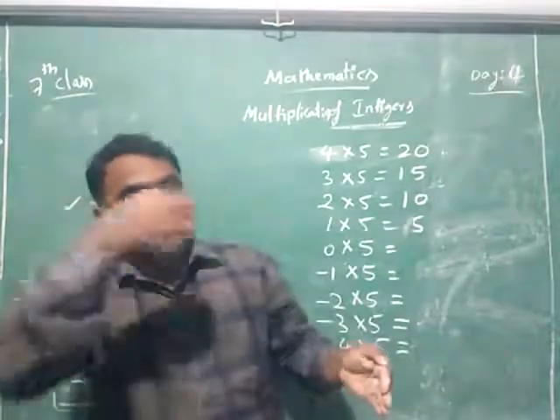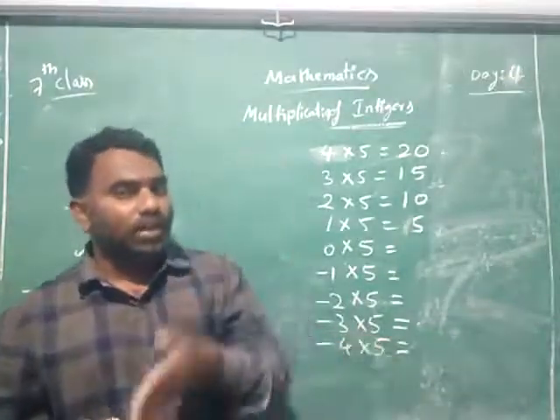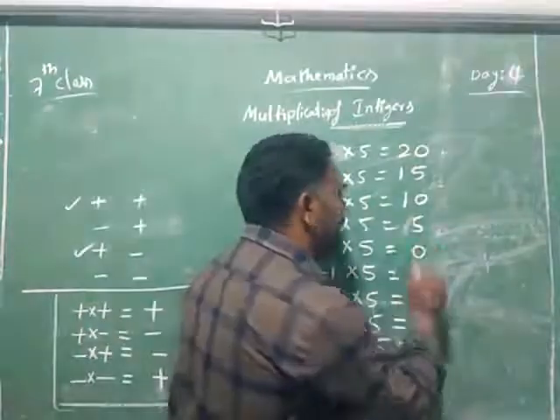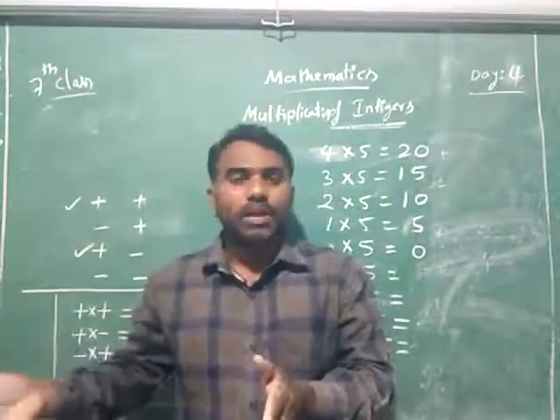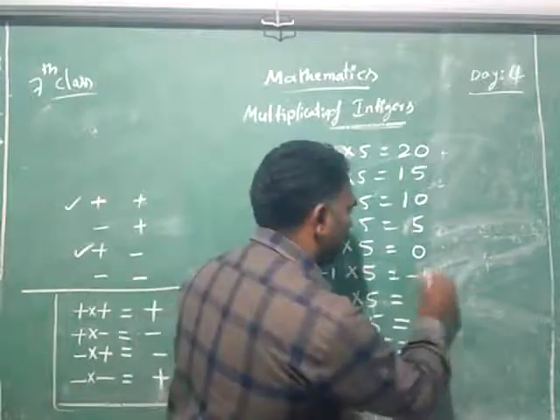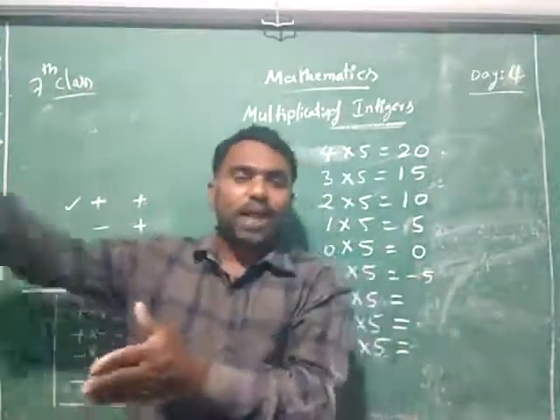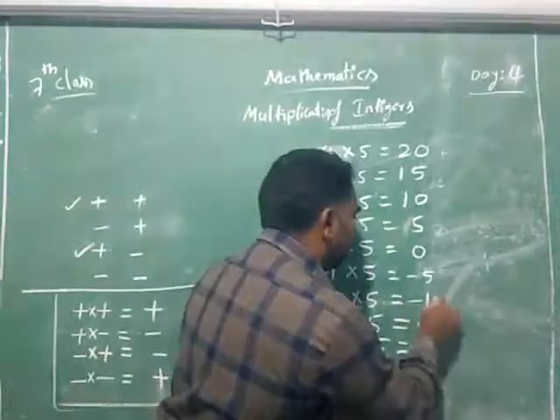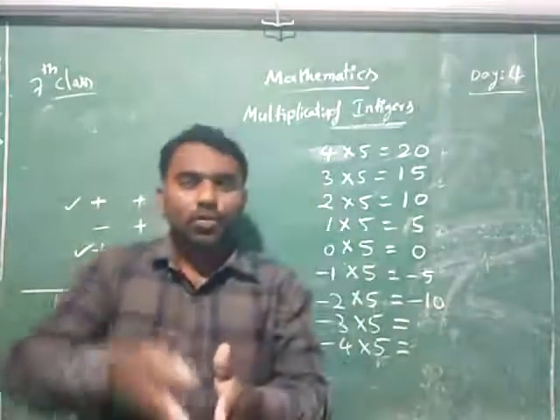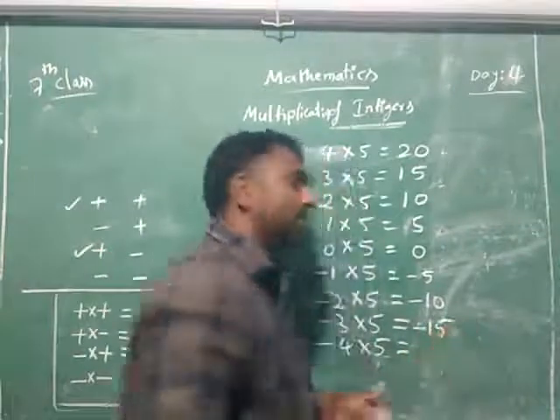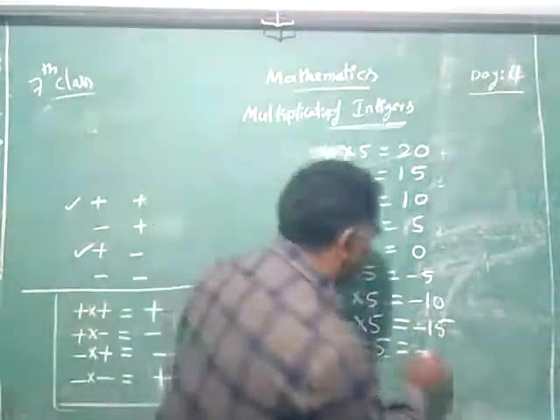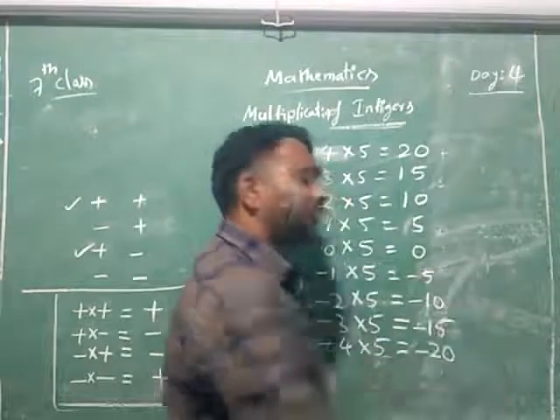Five numbers backward, what will come? Five numbers backward, that gives 0. From 0, again 5 backward, it will be minus 5. Again from minus 5, 5 backward, it will be minus 10. Again from minus 10, 5 numbers backward, it will be minus 15. Same like that, it will be minus 20.